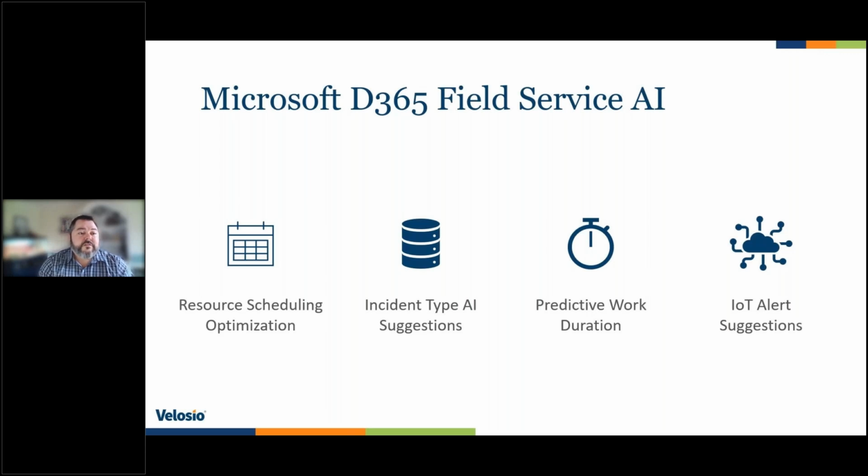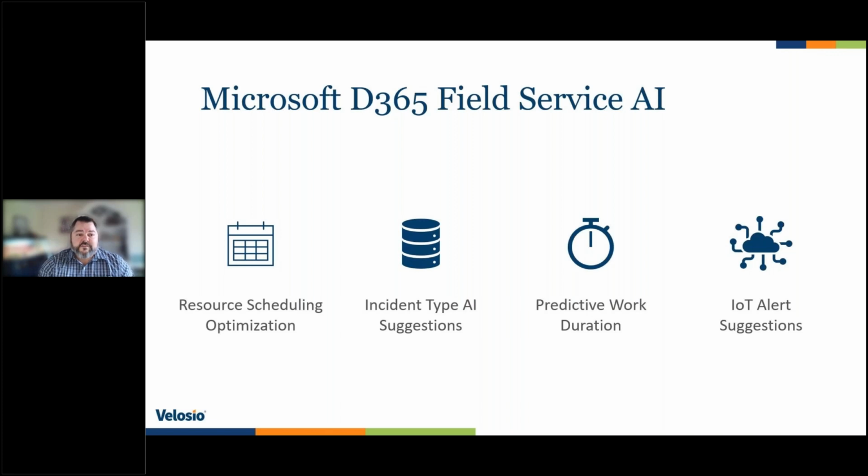Some of the current Microsoft D365 Field Service AI capabilities are resource scheduling optimization, better known as RSO. This is where you optimize your scheduling. Incident type AI suggestions: incident types are your templates for work orders, where you can say what type of work's being completed, what's being done, what products are being used, and this gives you suggestions on improving those.